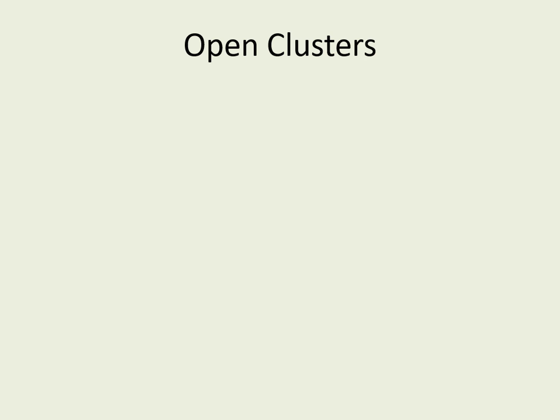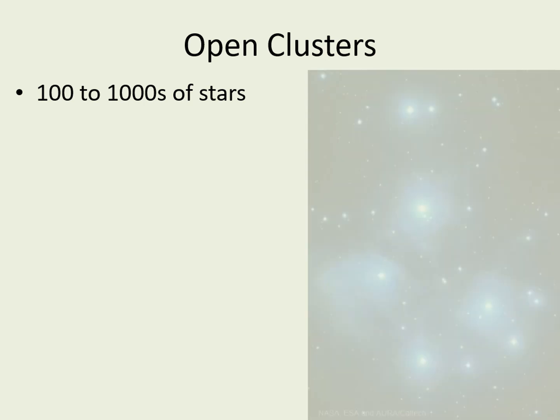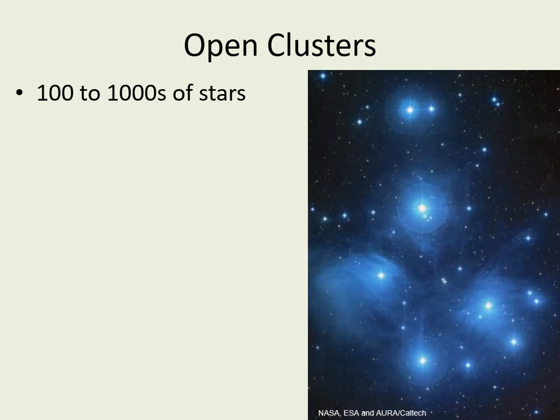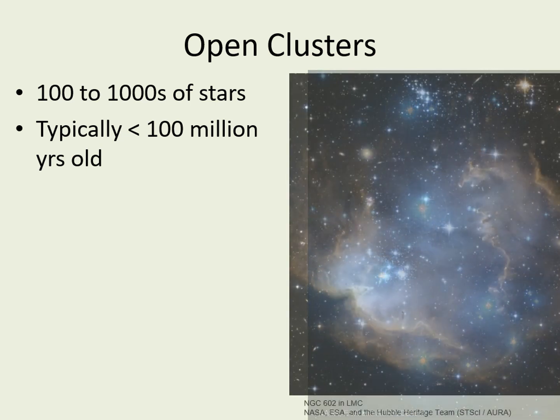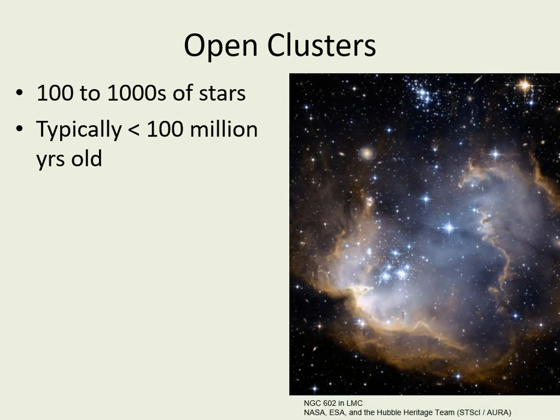Open clusters of stars typically have a few hundred to a few thousand stars in them. The most famous example of an open cluster is the Pleiades, or the Seven Sisters. Open clusters are usually less than a few 100 million years old, and some are much younger than this. In fact, many are found in star-forming regions, still surrounded by the clouds they formed out of.